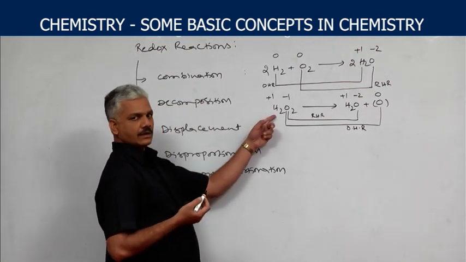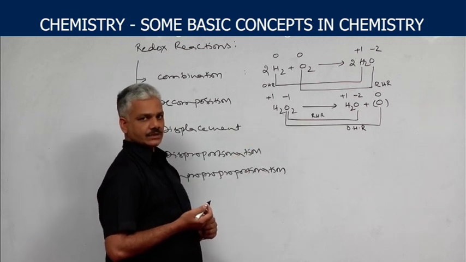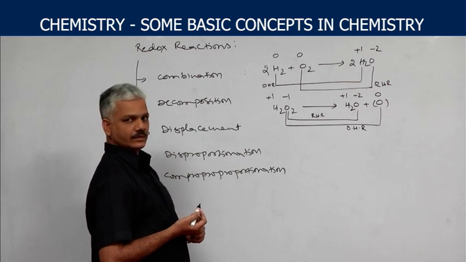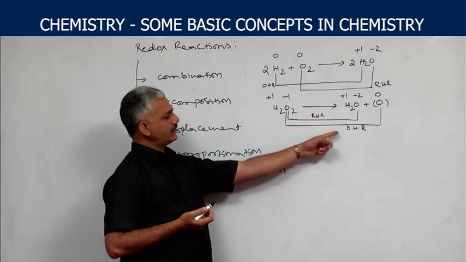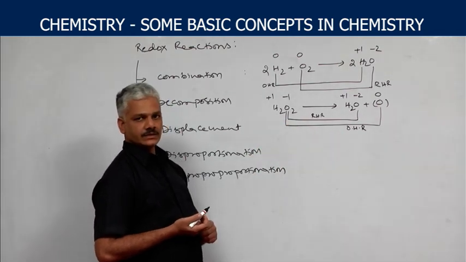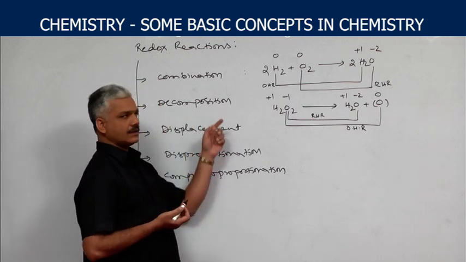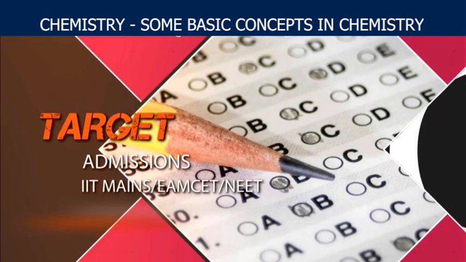So here a compound, hydrogen peroxide, is undergoing decomposition to give water and nascent oxygen as the products, and in this reaction both reduction as well as oxidation is involved. Such types of redox reactions are called decomposition redox reactions.